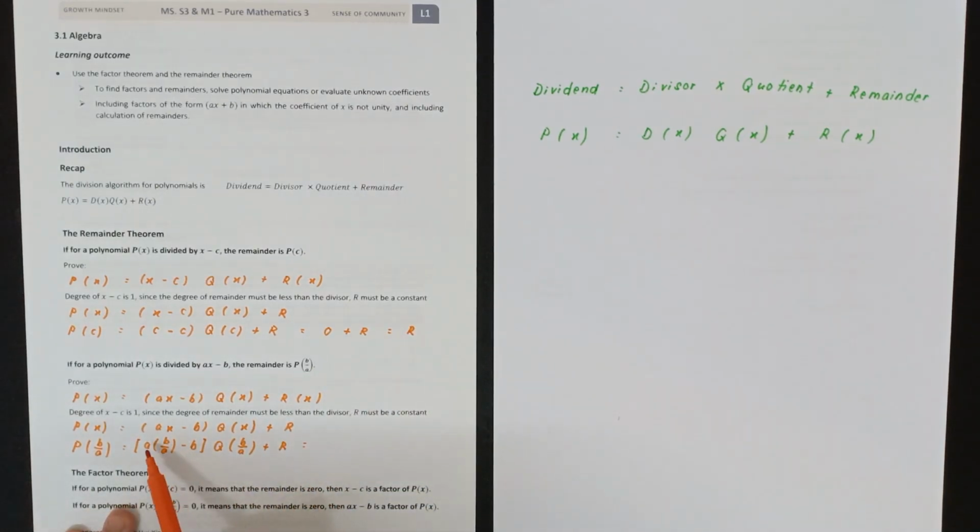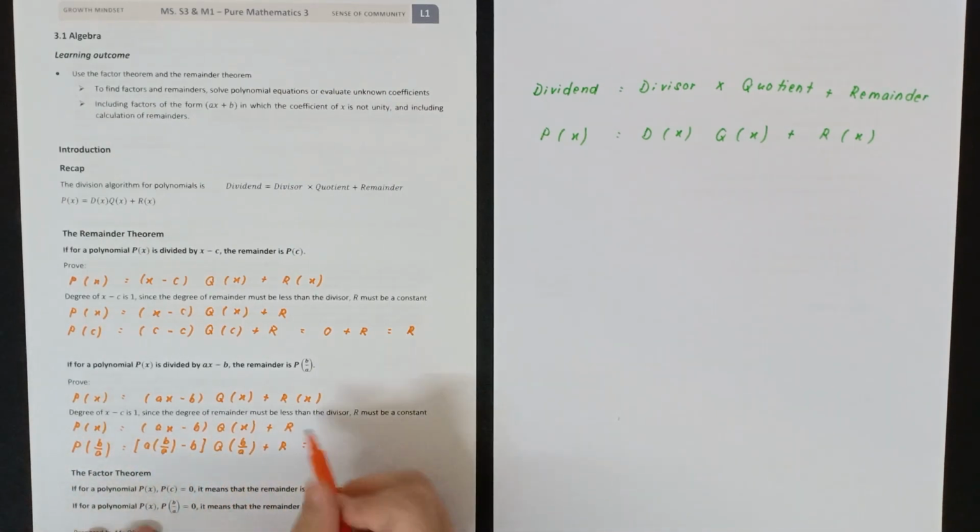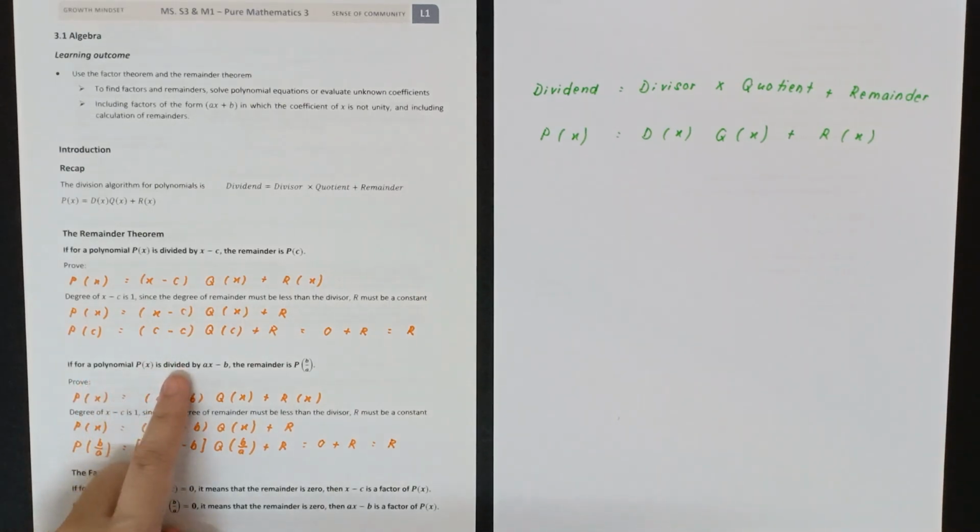Okay, so the same thing, you see. When a is divided by a, you get 1. So 1 multiplied by b, then you get b minus b, you get 0. So again, your divisor part becomes 0. So 0 multiplied by your quotient, you get 0 as well. So it becomes 0 plus r, which equals r. So this is why we say that if your polynomial is divided by ax minus b, the remainder will be the same as when you substitute b over a into the equation. Okay, alright, so this is what we mean by the remainder theorem.